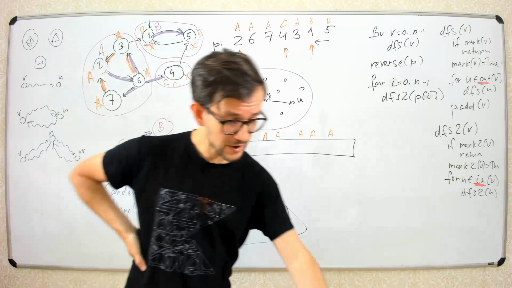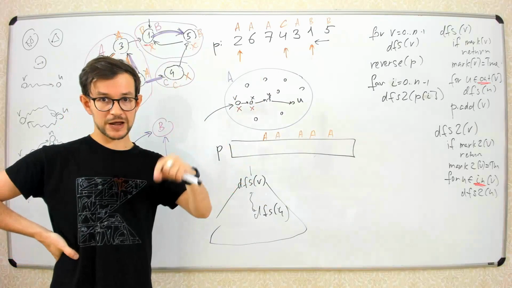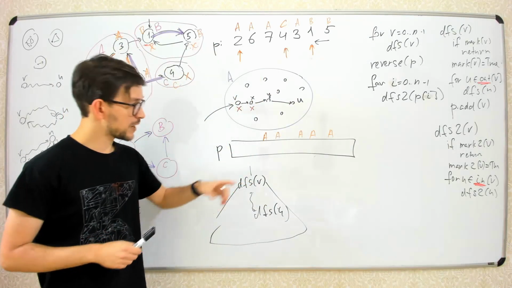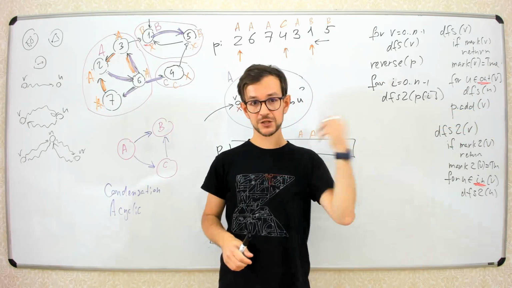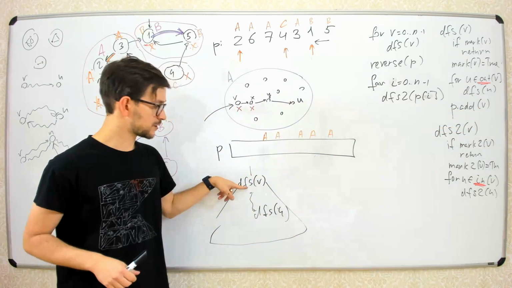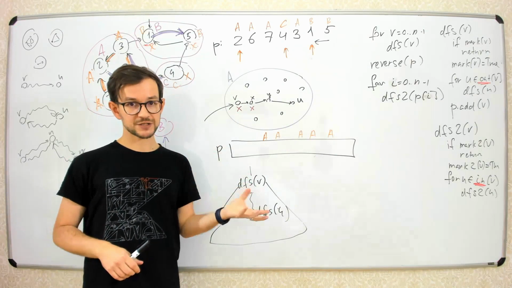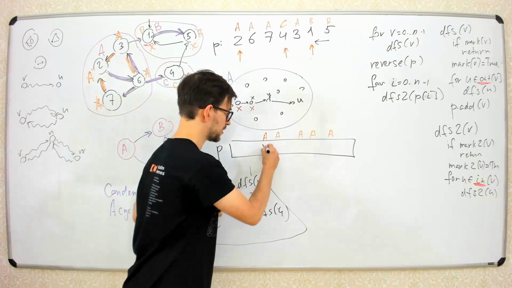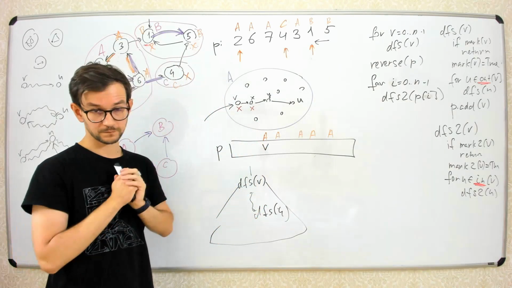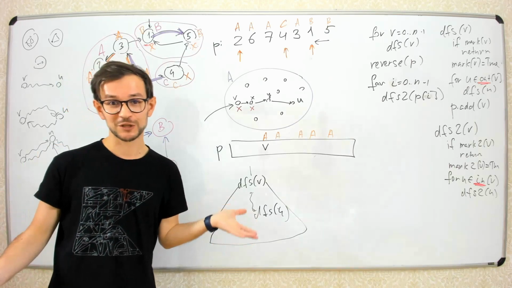Yeah, fine. So this node V will be the last node we add to array P, because we add node V to array P when we exit the node V. But we will exit the node V last. So it will be the last node we exit from all the nodes of this component. So this node V will be here. That's all.